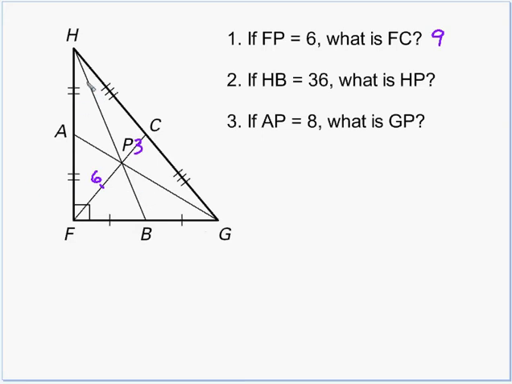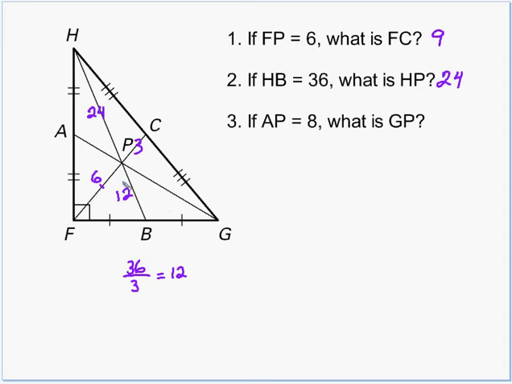Number 2, HB, the entire length of this median is 36. What is the length of HP? Once again, we're going to take that entire median and split it into 3 equal pieces. So each of those pieces is going to be a length of 12. So from P to B is 12. From H to P, we will double that, so we get a length of 24. So the length of HP is 24.